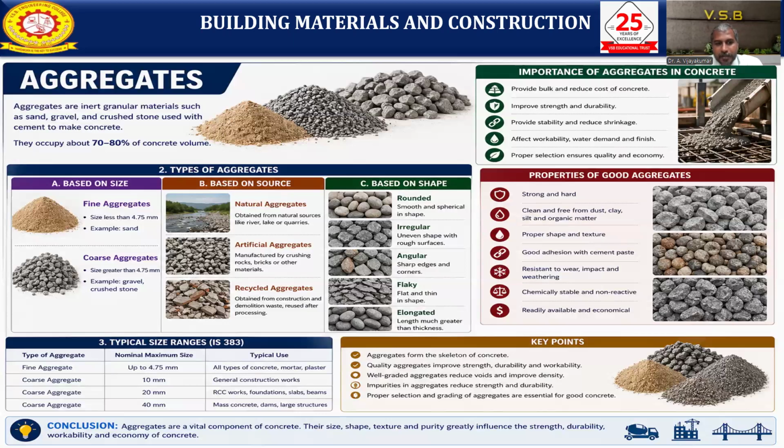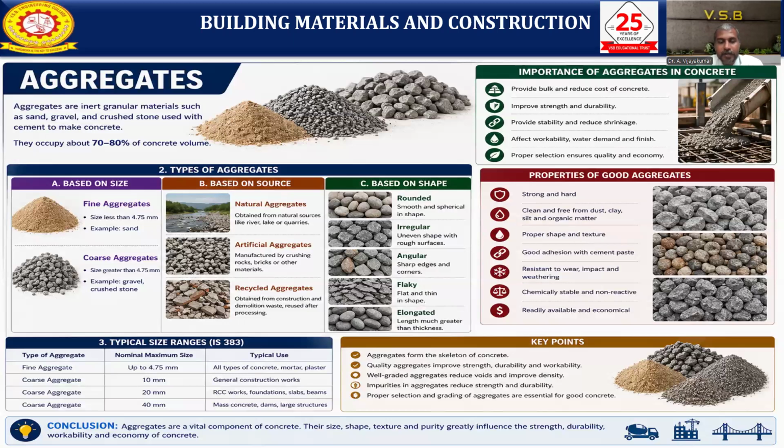When we look at aggregate, we can see the typical sizes. IS 383 gives the different size ranges. Fine aggregate up to 4.75 mm can be used in all types of concrete, mortar, and plaster. Coarse aggregate of 10 mm is used for all general construction work. Coarse aggregate of 20 mm is used for RCC work, foundations, slabs, and beams. Coarse aggregate of 40 mm is used for mass concrete, dams, and large foundation work.